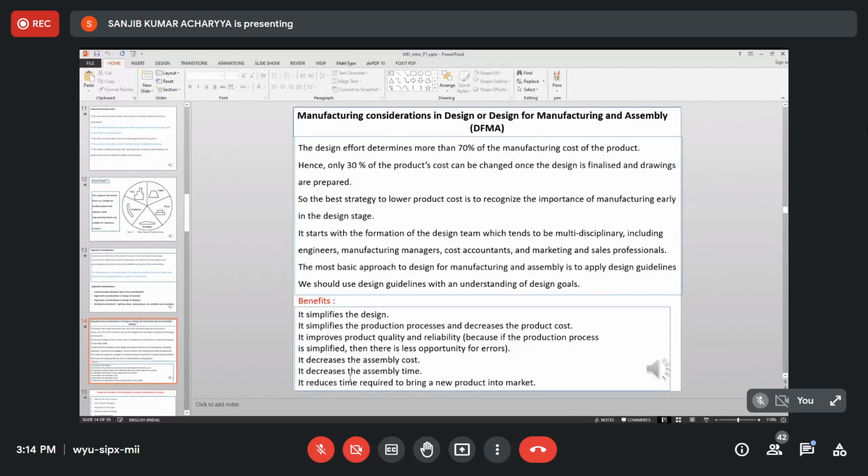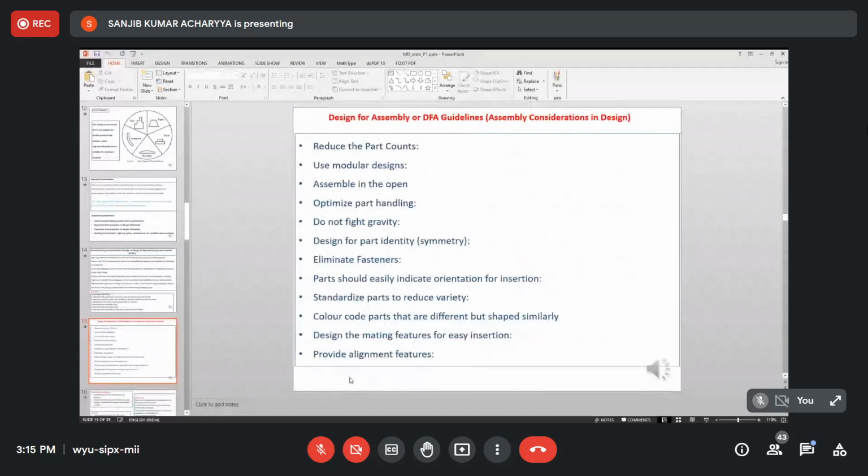Similarly, you can reduce the damage to the product due to manufacturing by taking the manufacturing aspect into consideration. You can make the product cheaper by reducing the manufacturing cost. What I am trying to say is that there are a lot of issues regarding manufacturing and assembly which designers have to consider during design. Do you agree with me or not? Yes, sir. These are the advantages.